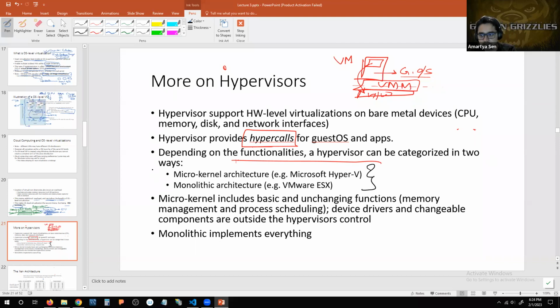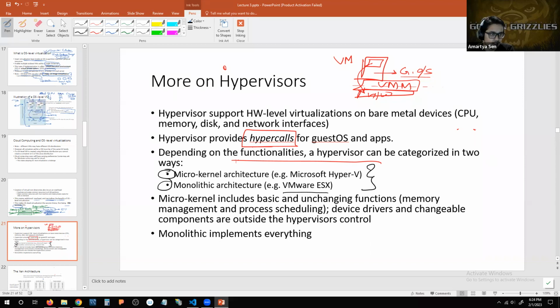The first one, and the more popular one, is known as the microkernel architecture. One example of the microkernel architecture is the popular choice of Microsoft Hyper-V hypervisor. The Oracle OS ESX also falls into this. The Oracle VM also falls into this. And then you have another option, which is known as the monolithic architecture, and the example for that is the VMware Server Initialization, or ESX, okay?